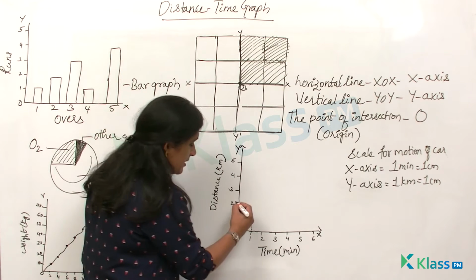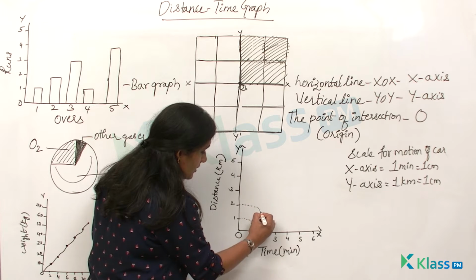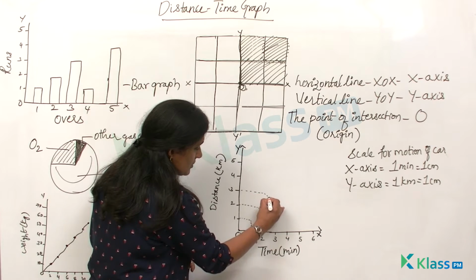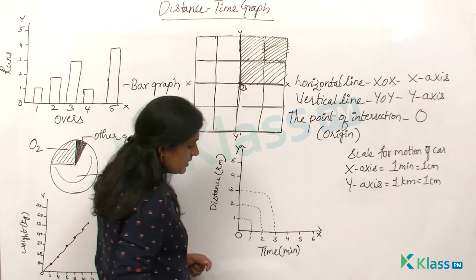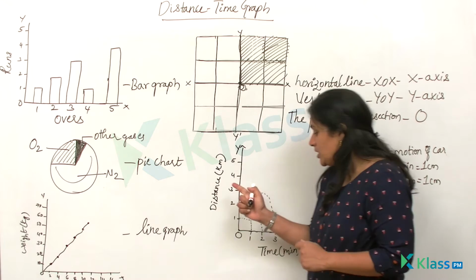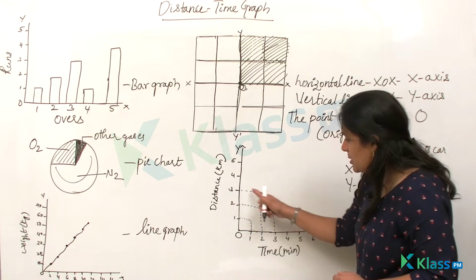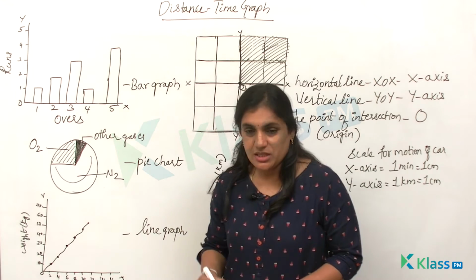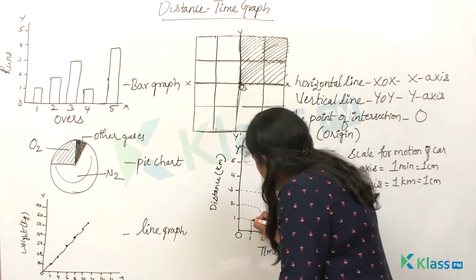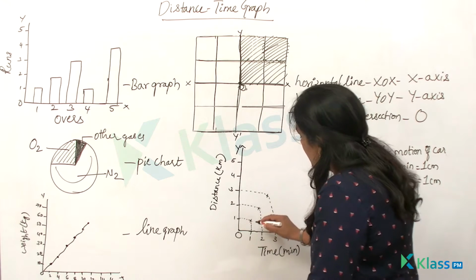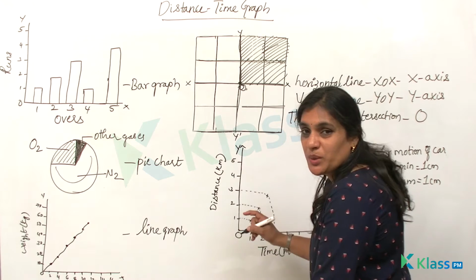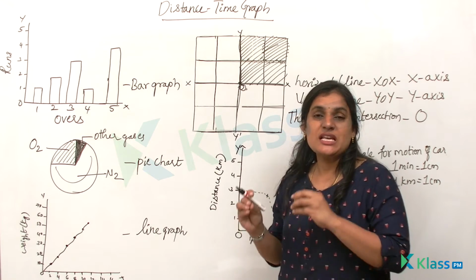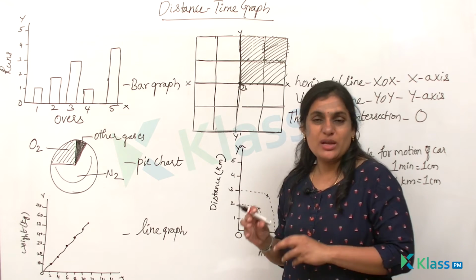And then the next minute it has traveled a distance of 2 kilometers in 2 minutes. And in the third minute it has traveled 3 kilometers in 3 minutes. So this is how you represent it: in 3 minutes it has traveled 3 kilometers, in 2 minutes 2 kilometers, and in 1 minute 1 kilometer. Now you see that, according to the plot, the distance traveled in a given time is equal. That means it is covering equal distances in equal intervals of time.